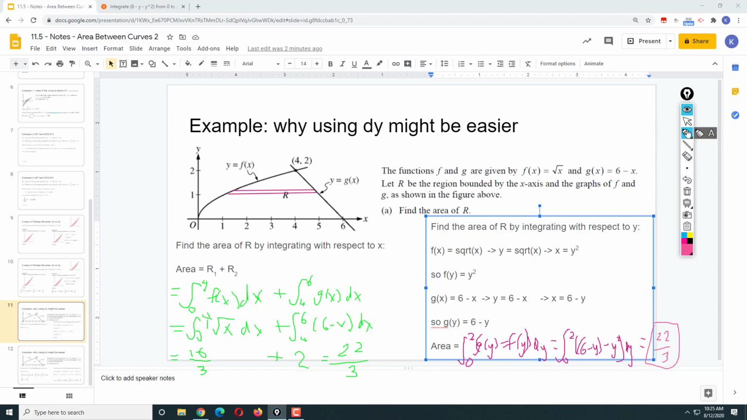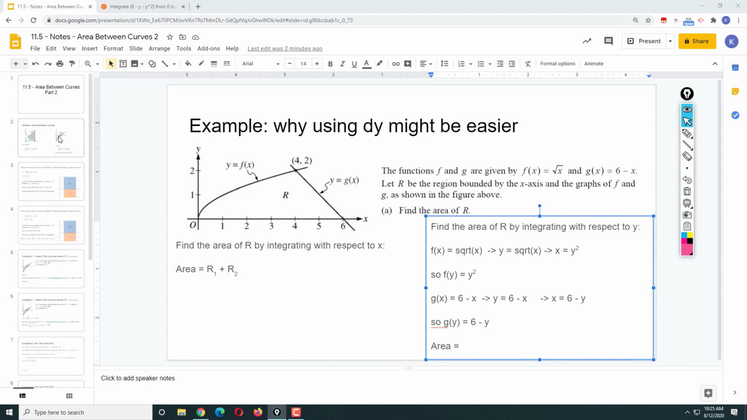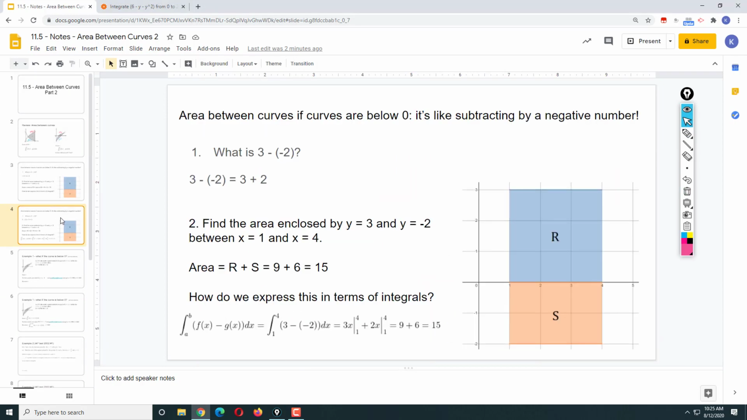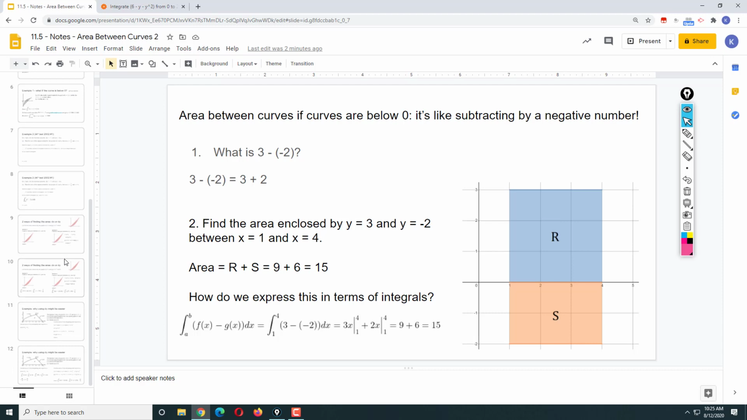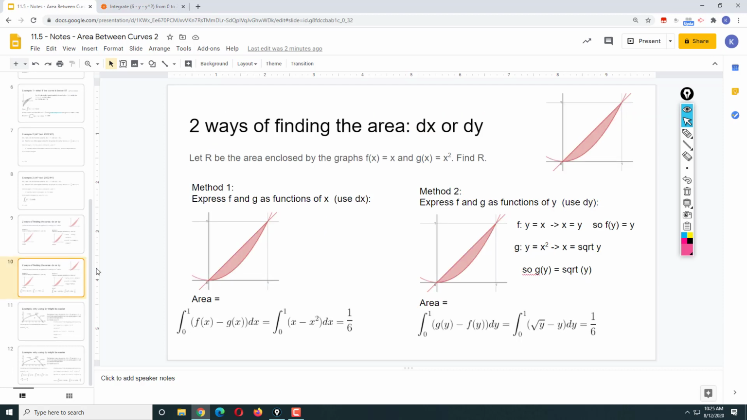All right. So again, for this lesson, we learned two things. We learned that if we're integrating, even if the graph is below 0, we can still just do f minus g. That's okay. The second thing we learned is we can integrate with respect to y instead of with respect to x, and sometimes that's easier. That's just using horizontal rectangles instead of vertical ones.